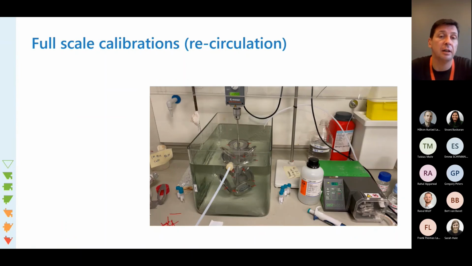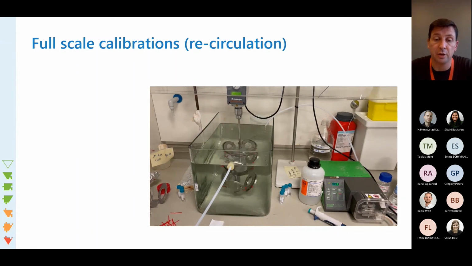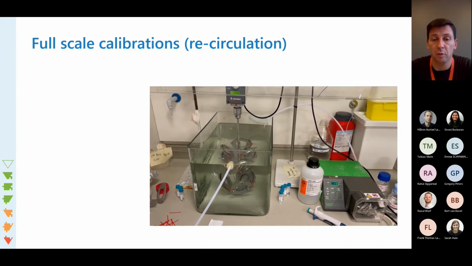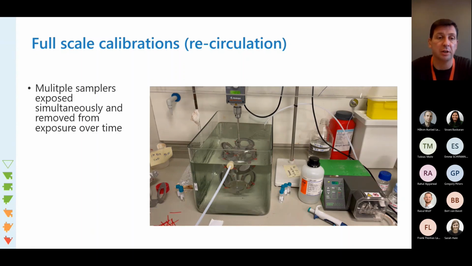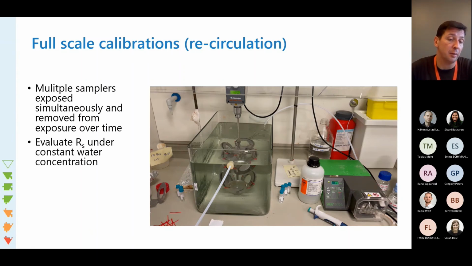And then finally, one possibility also, and that's a system that we had running last week in the lab. It's a sort of full-scale calibration where you have devices that are exposed to water. In that case, we have water that is recirculating. What you can do is expose multiple samplers simultaneously, and remove the samplers over time, and you can take water samples also over time to track what the concentration is, and then you can evaluate these sampling rates under constant water, or as constant as possible, water concentrations.